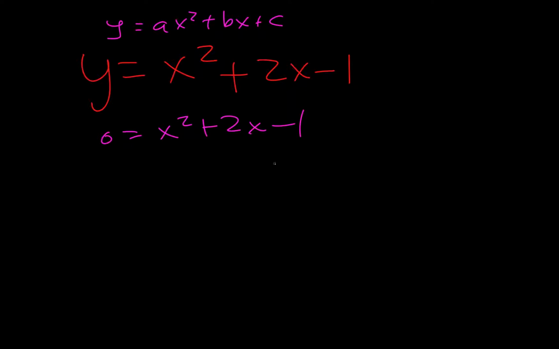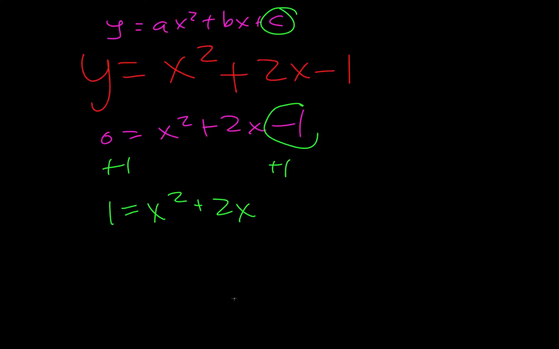Now the next step, we want to move the constant, or our c term, onto the other side. So we add 1, and so we have 1 equals x squared plus 2x. Now, I'm not going to do this step in this problem, but if your a is not a 1, we would divide everything by that number. Since it's 1, dividing by 1 wouldn't do anything, so I'm going to move on to the next step.